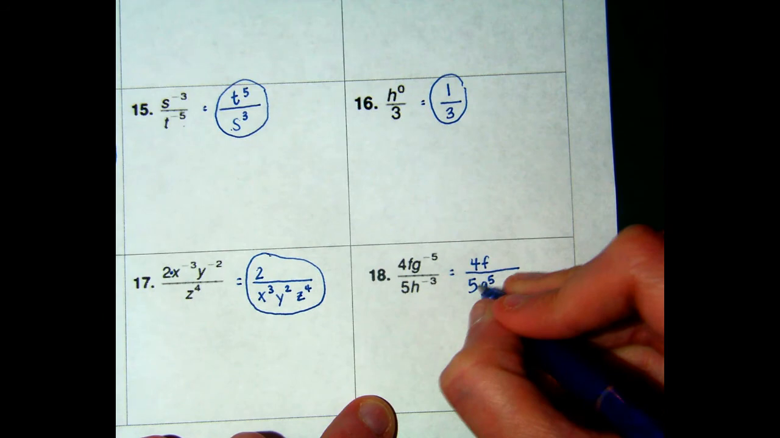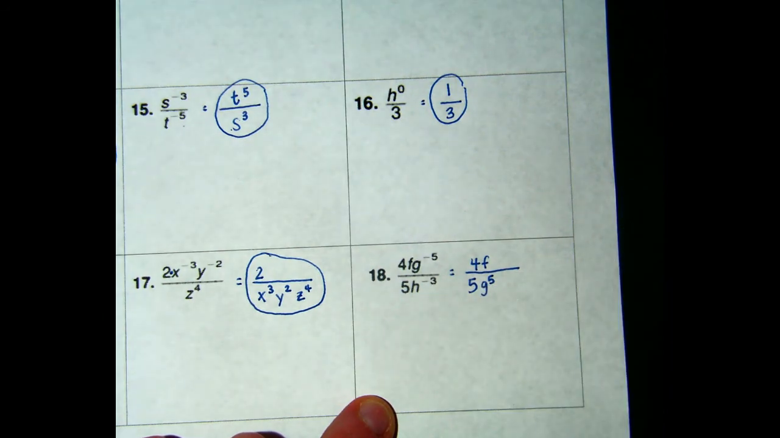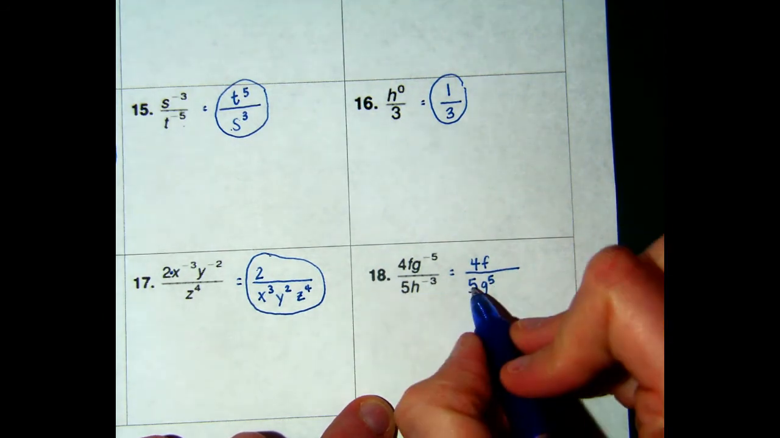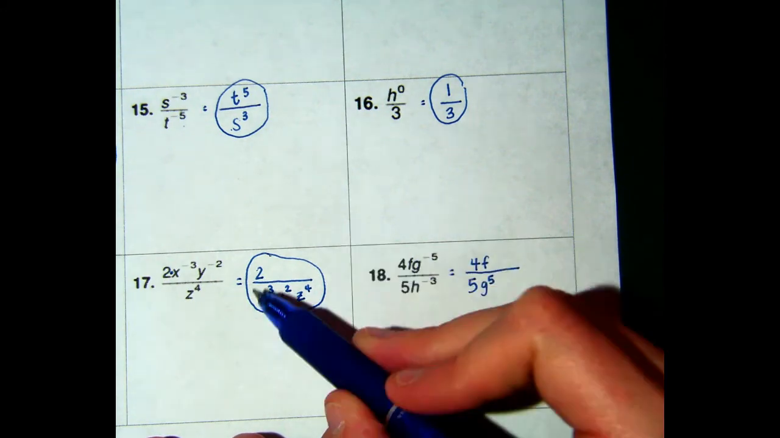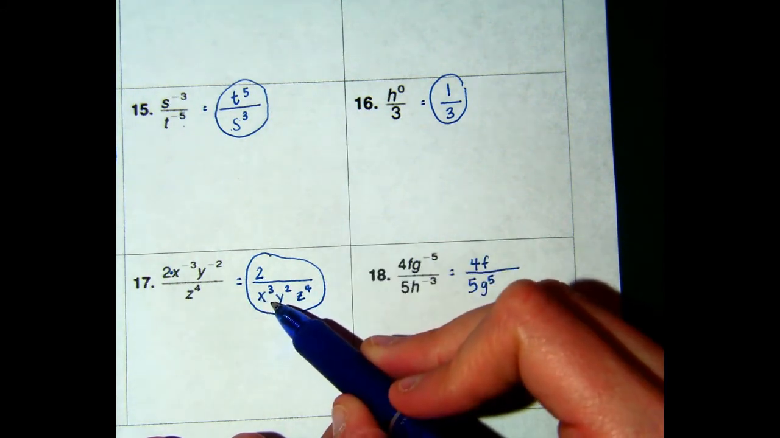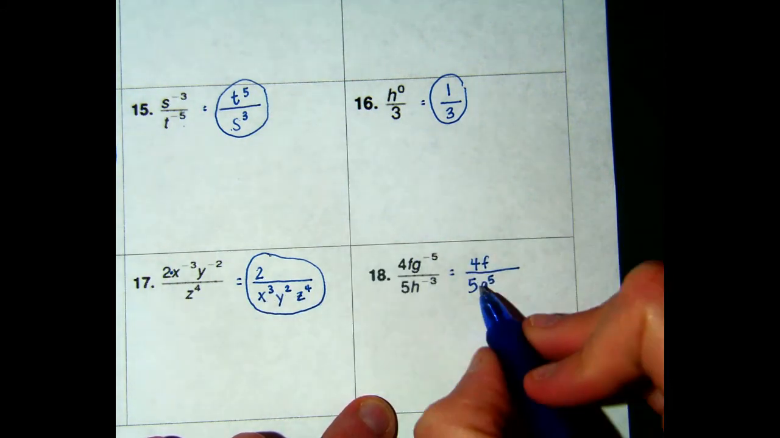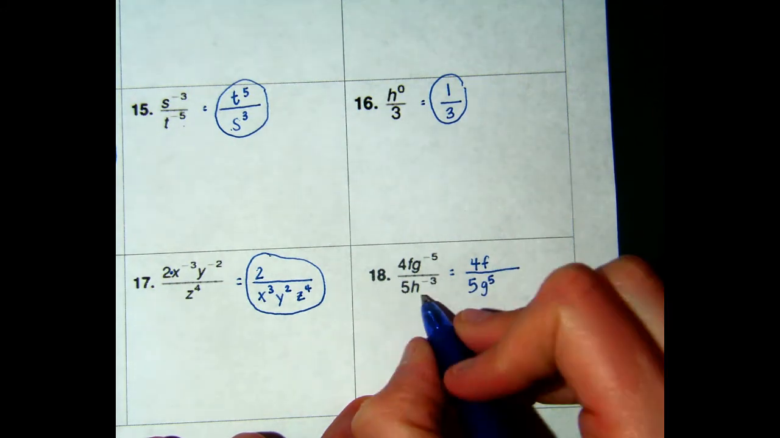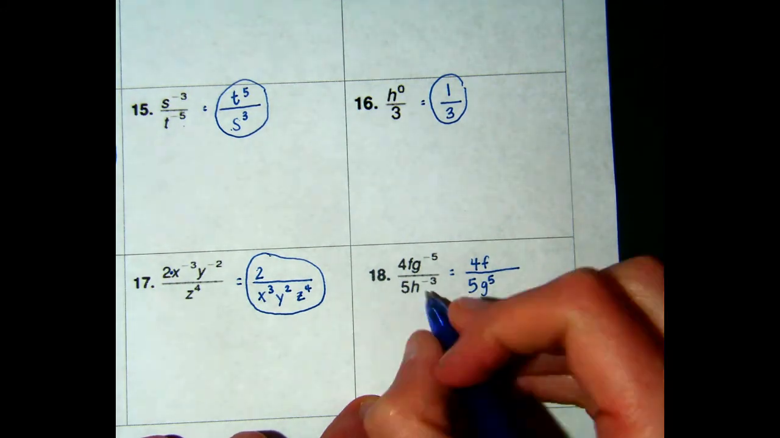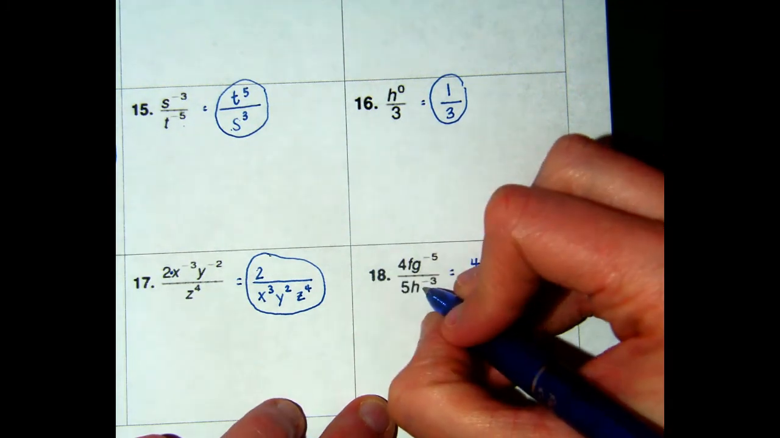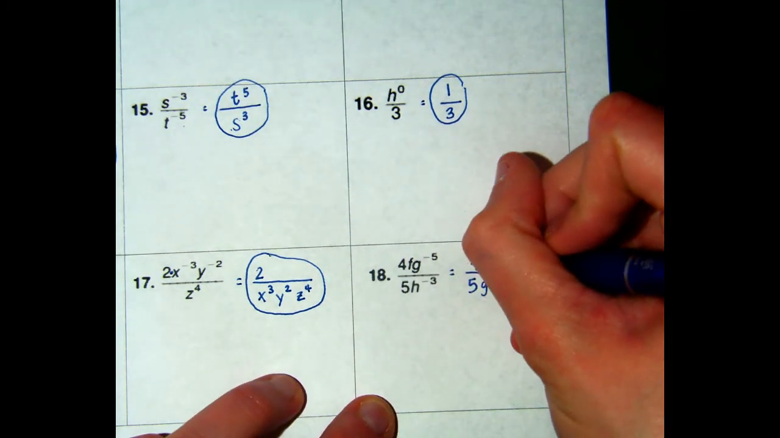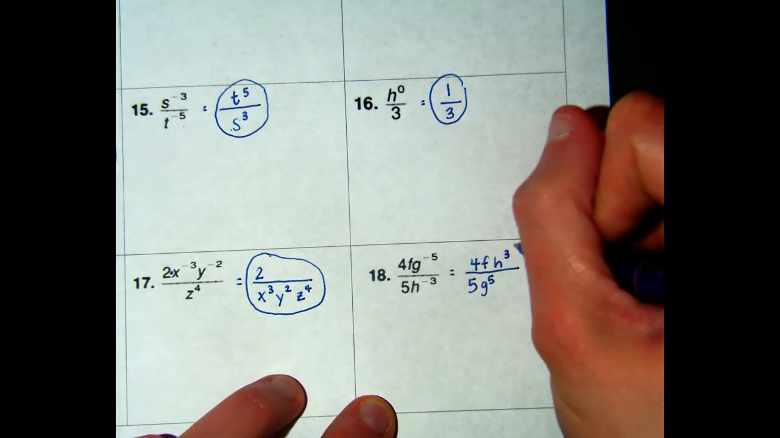Now I put it in front because that is actually standard form that we're going to talk about later. Put the numbers, then you actually put the variables in alphabetical order. So we're going to put it in front. Alright, and last, h to the negative 3rd. That is a negative exponent. It is in the denominator, so it needs to come to the numerator. And then we are finished.